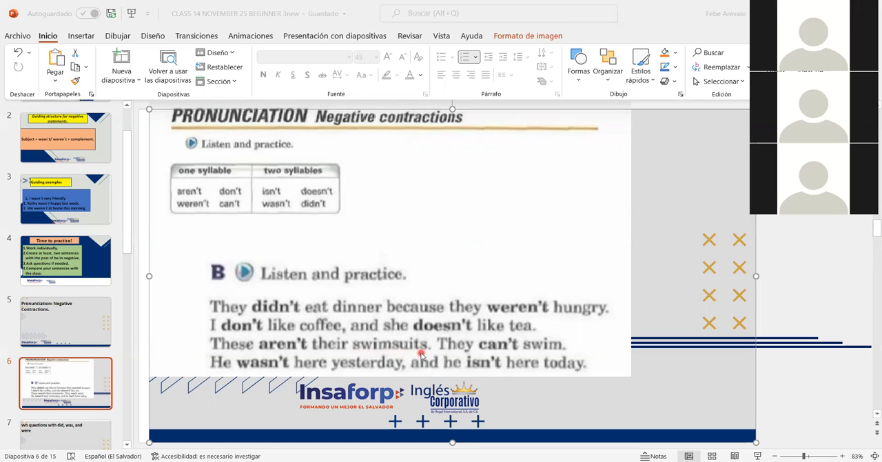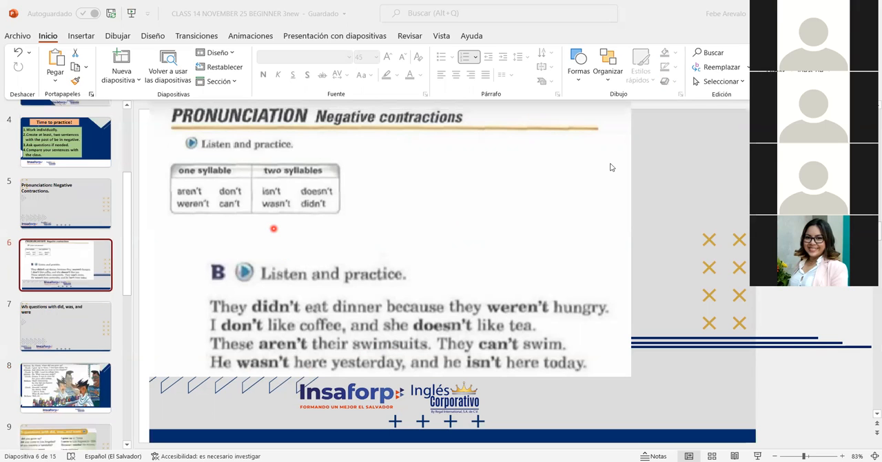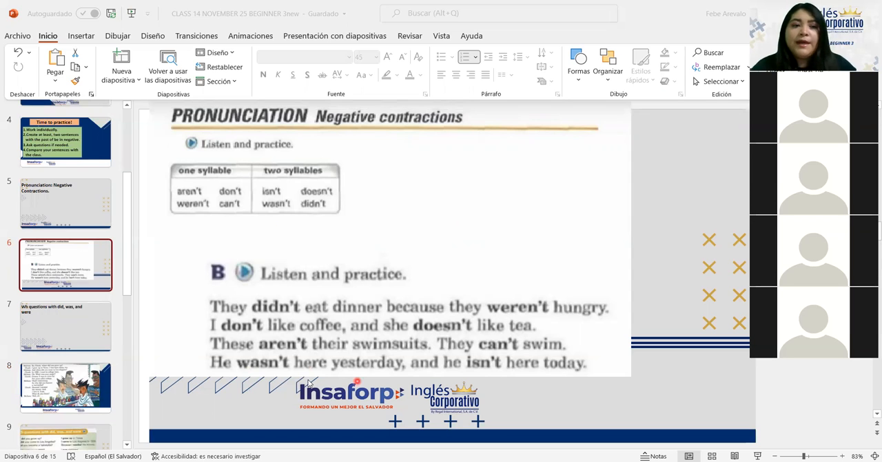Swimsuit. Mm-hmm. There you go. Excellent. Thank you, Jose. All right, guys. Excellent. Most of you already practiced and some others, because of the time, I won't be able to practice with you. But let's move on.